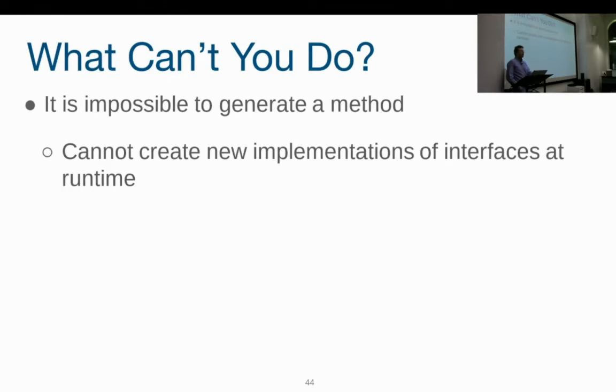You can use reflection to create new functions, but there's no way to create new methods in Go. This means you can't use reflection to dynamically implement an interface at runtime. And so what's the big deal about that? What can we do if we can implement interfaces dynamically?